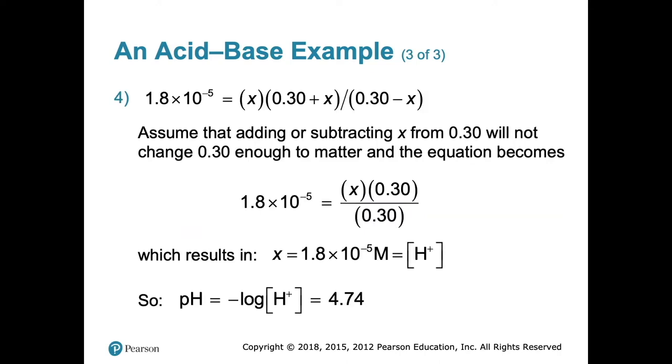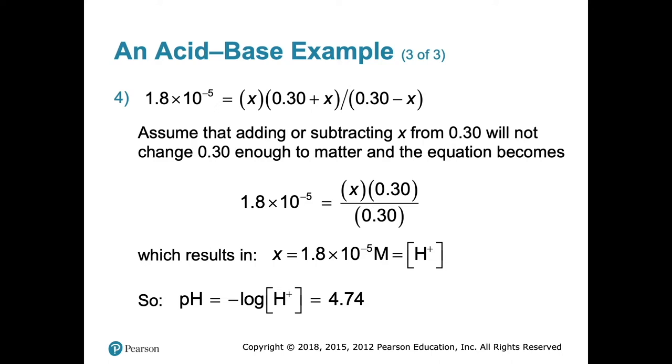So continuing in this example, we have the Ka, and then from the ICE table, x is the hydronium ion or proton concentration, and the 0.3 plus x is the concentration of the acetate ion. And then that's all divided by the acetic acid, which is 0.3 minus x from the ICE table.